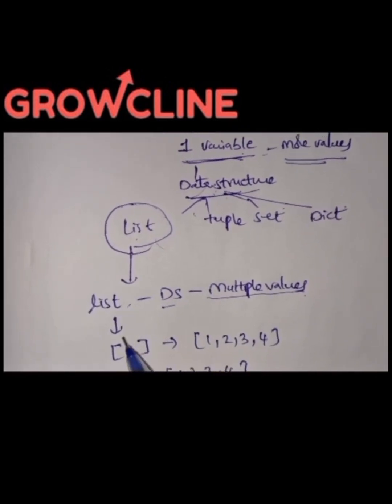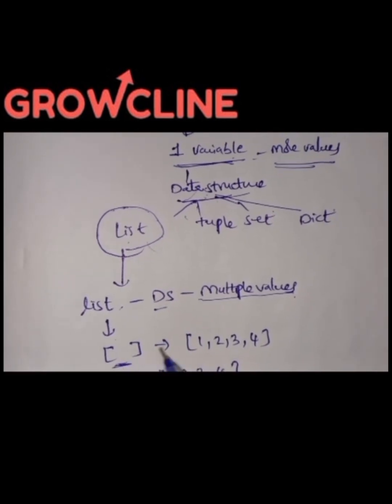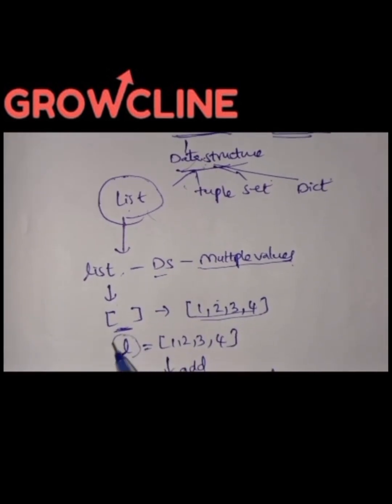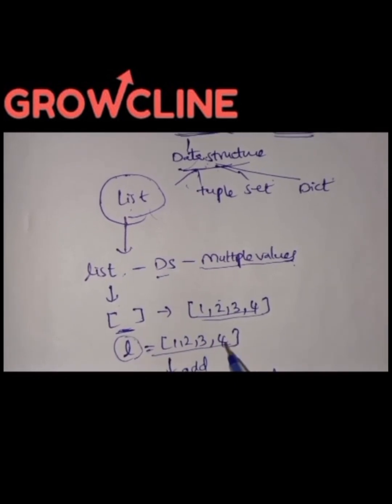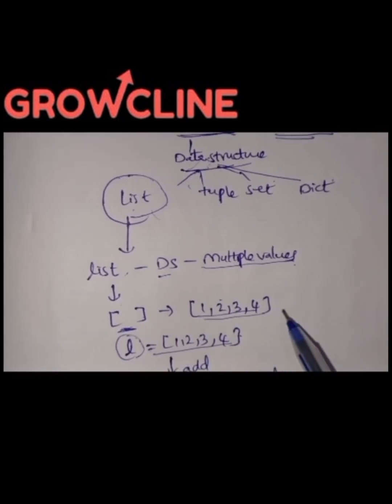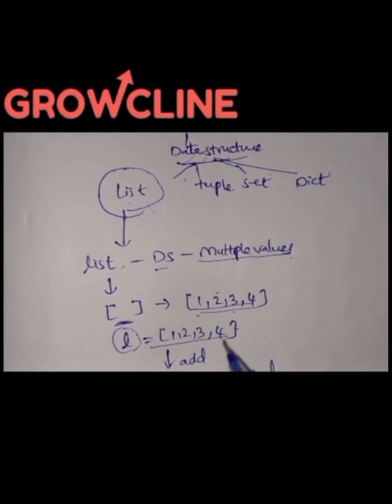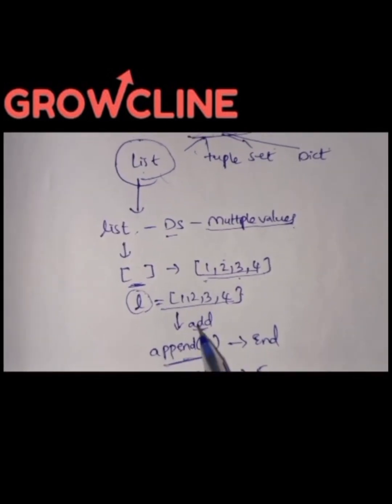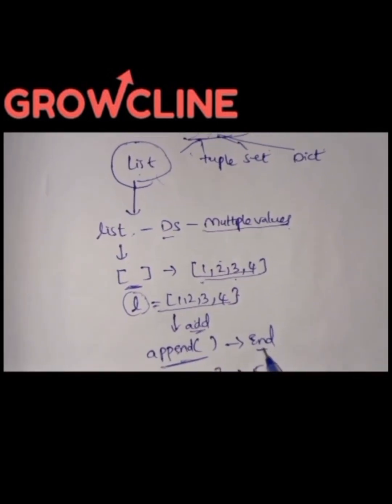The syntax of the list data structure is square brackets. Inside these square brackets, we can store any type of values. All these values are stored in a single variable, which is called a list data structure. So this is my list data structure with 4 values. In future, if I want to add more values, then I have to use the append method. It by default adds the value at the end of the list.